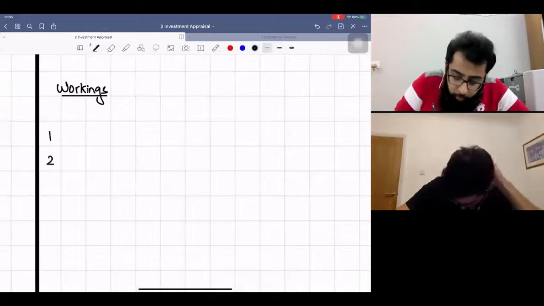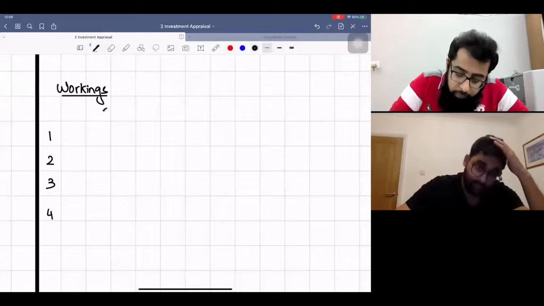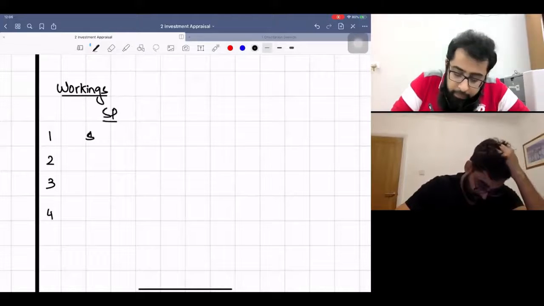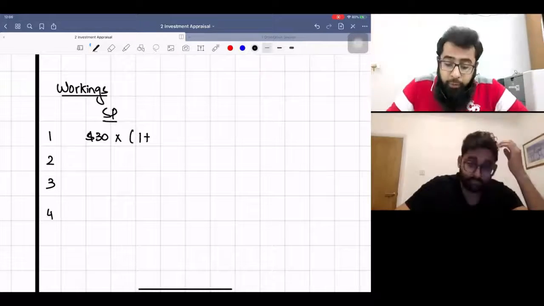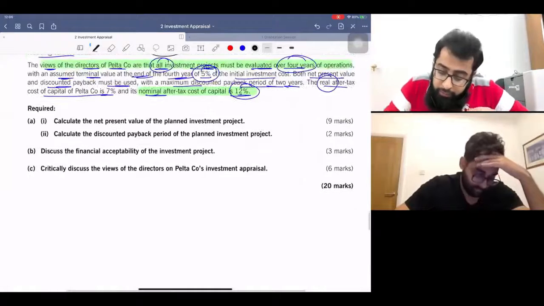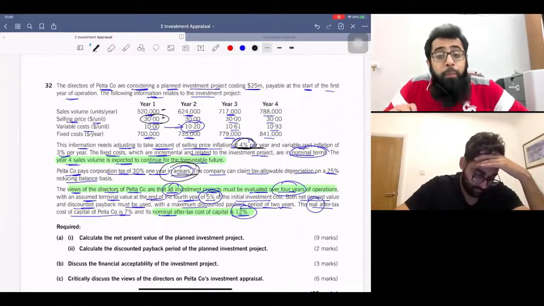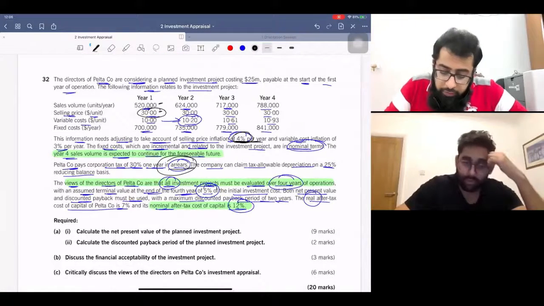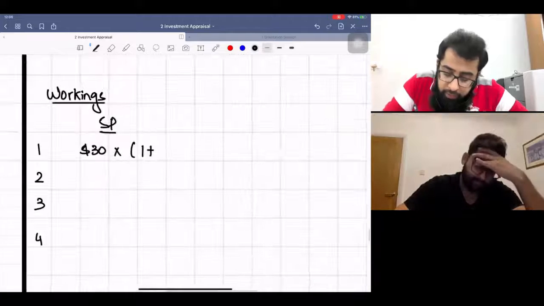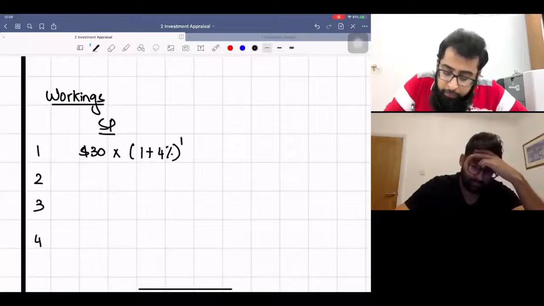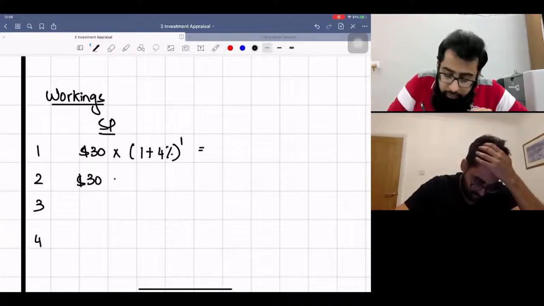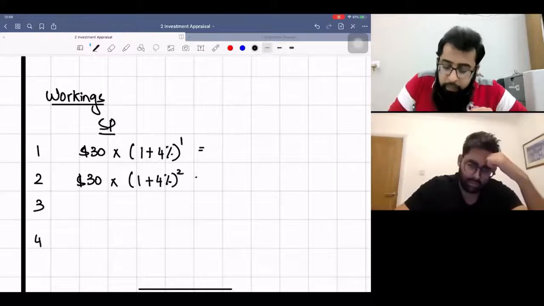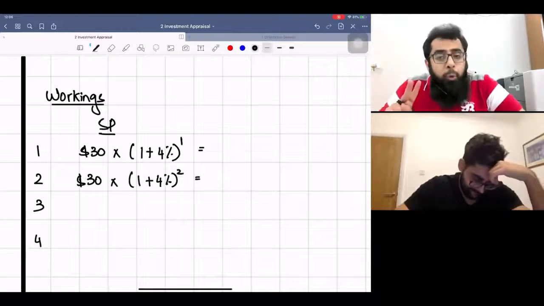Year 1, year 2, year 3, year 4. Selling price: $30 into 1 plus the inflation rate. Now, please listen very carefully. The inflation rate of selling price is 4%. So in case of selling price, I will charge inflation one time, power 1. In year 2, I will charge inflation 2 times. Why am I doing this? There are 2 methods of doing this.